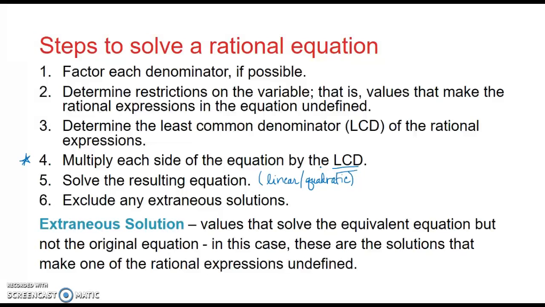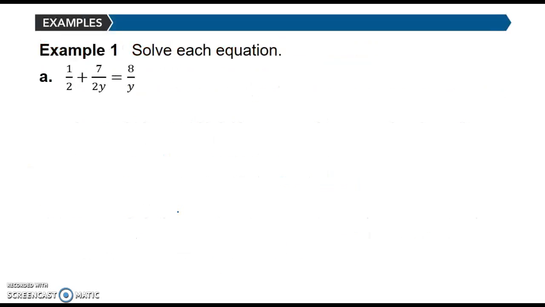Remember, quadratic just means that it has an exponent of 2 on the variable. And then we're going to throw out any extraneous solutions. So extraneous solutions are values that solve the equivalent equation, but not the original equation. When we alter the original form, we may get more solutions than we need. And so we have to make sure that the values we get work in that original equation. So let's look at some examples.